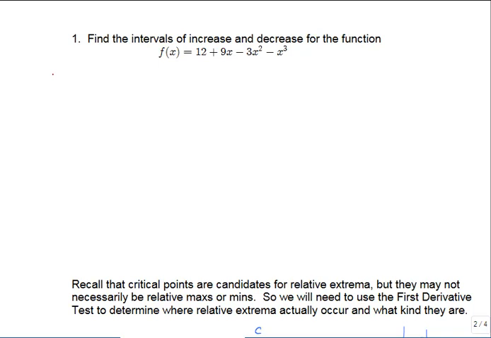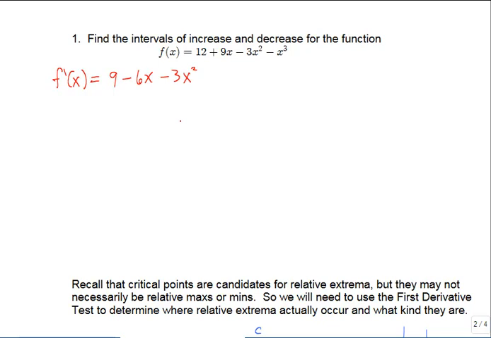So let's start by finding the derivative of this function, just by using my power rule. The derivative of 12 goes to 0, the derivative of 9x is 9, the derivative of minus 3x squared would be minus 6x, and the derivative of minus x cubed would be minus 3x squared.